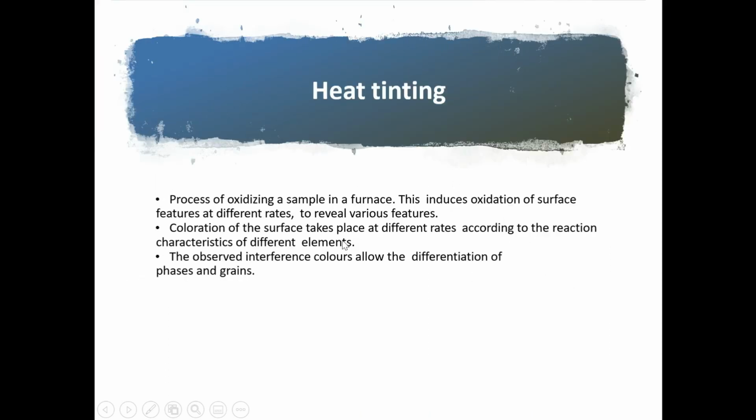Heat tinting. This is mostly employed in the furnace, where oxidation of the surface is carried out using heat, which reveals various features. Coloration of the surface takes place at different rates according to the reaction characteristics of different elements. The observed interference color allows the differentiation of phases and grains. That means if we heat the sample and it undergoes oxidation, different colors evolve, with differentiation of phases and grains.